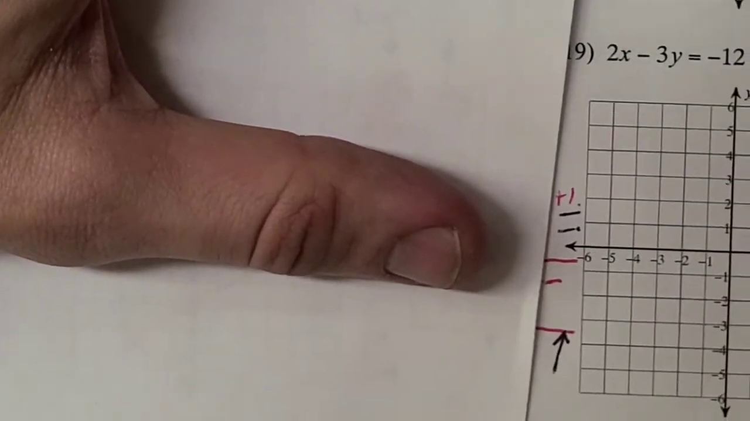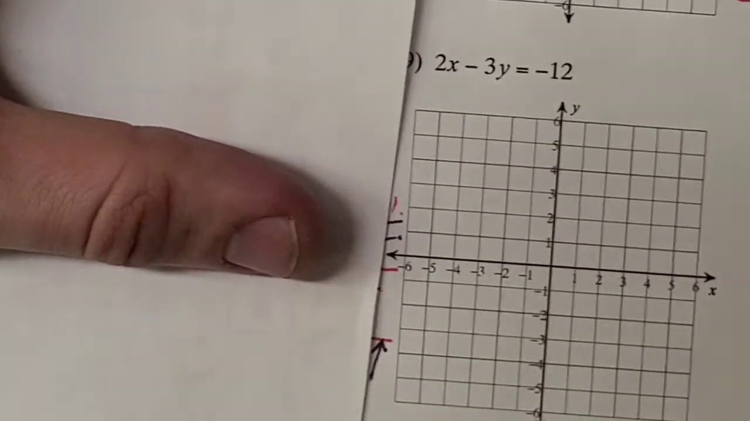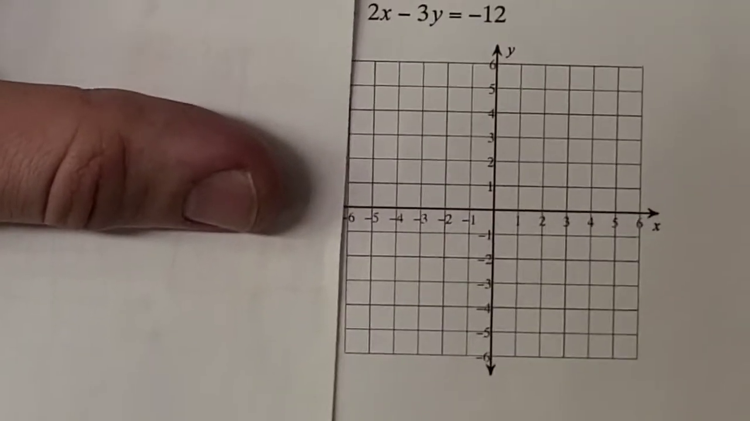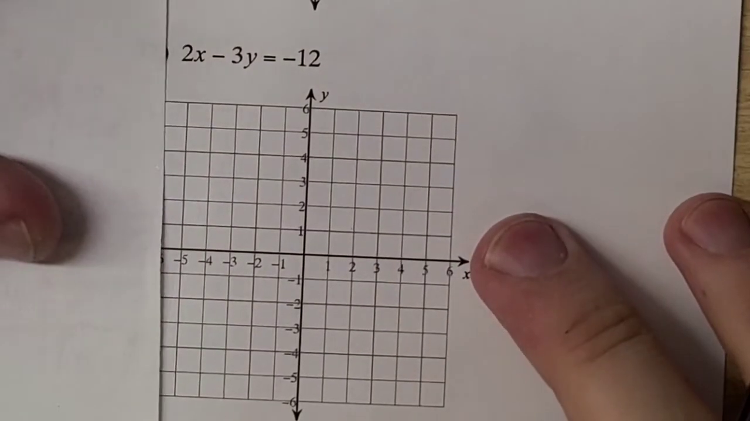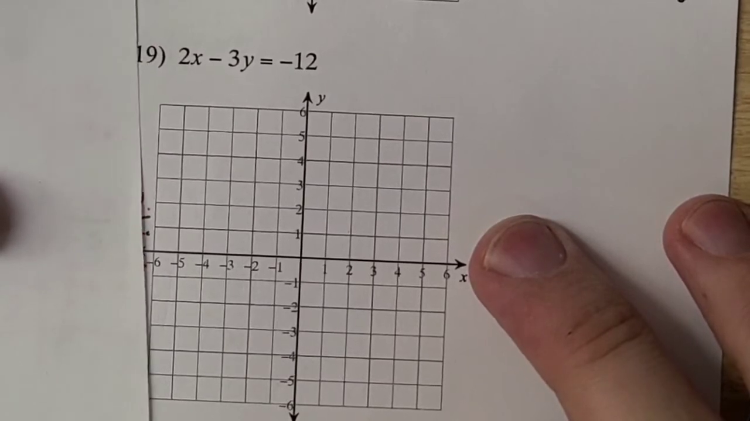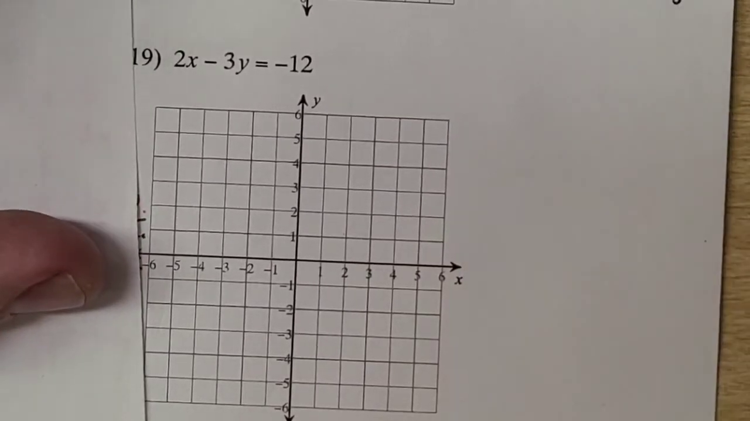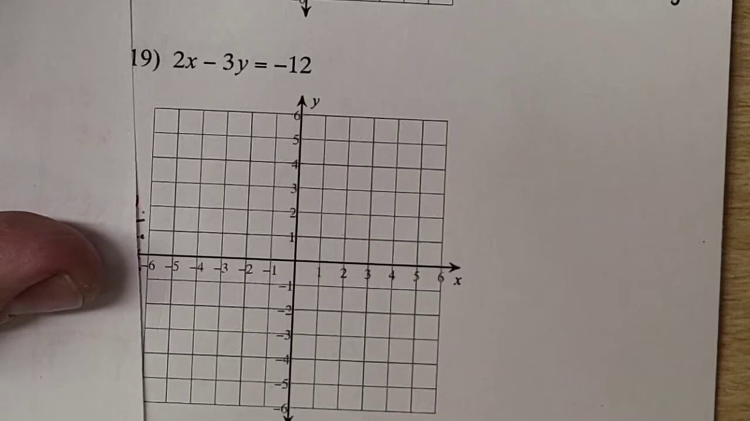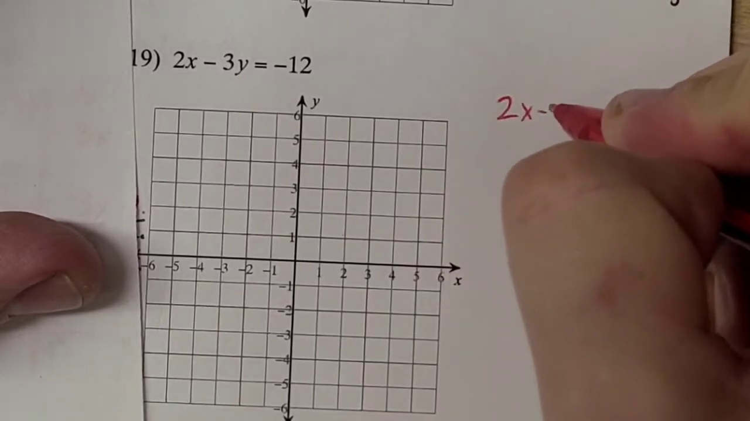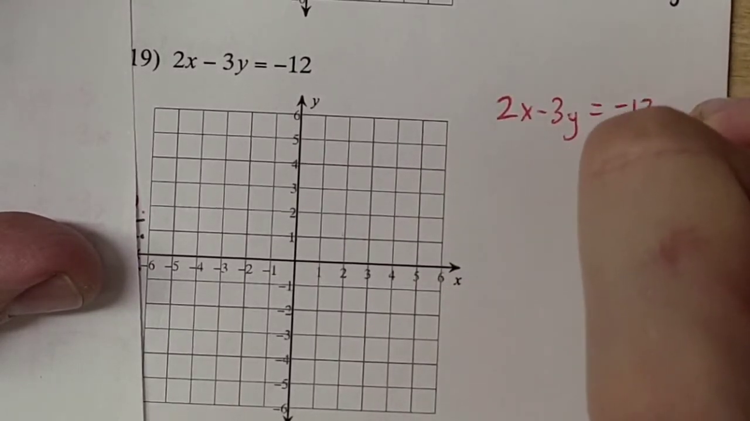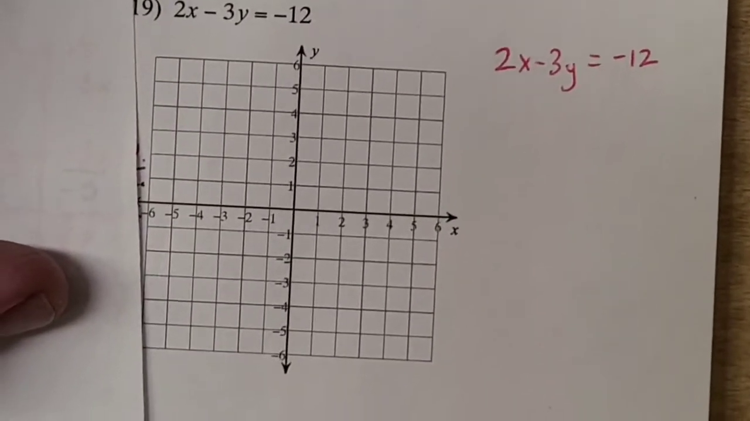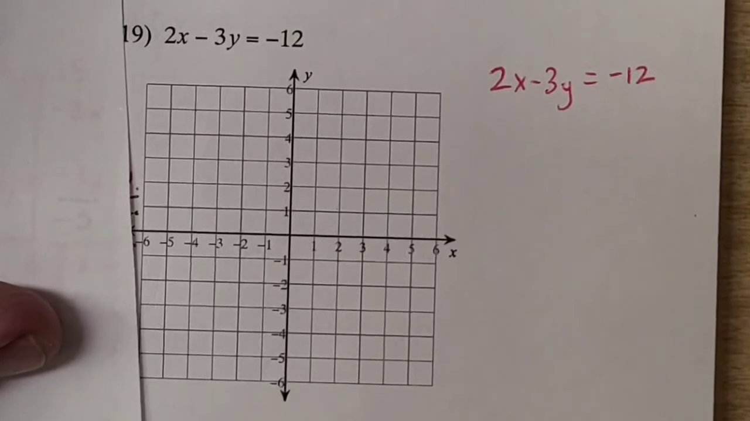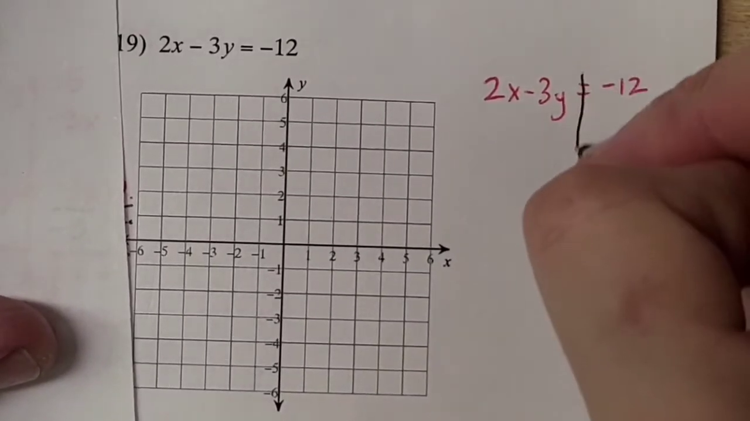All right, we've got one more. Let's see if I can get it here. There we go. All right, this is number 19. Number 19 is the last one on here. 2x minus 3y equals -12. That's what we're going to graph. But to graph this, you do need to put it in slope-intercept form.